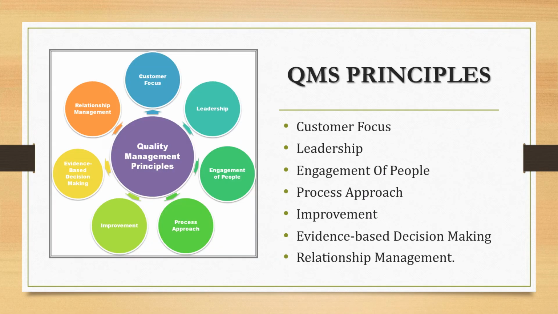Let us understand about quality management system principles. Customer focus, leadership, engagement of people, process approach, improvement, evidence-based decision making and relationship management. These 7 principles are used to design quality management systems. In the next slide, we will look at them one by one in short.